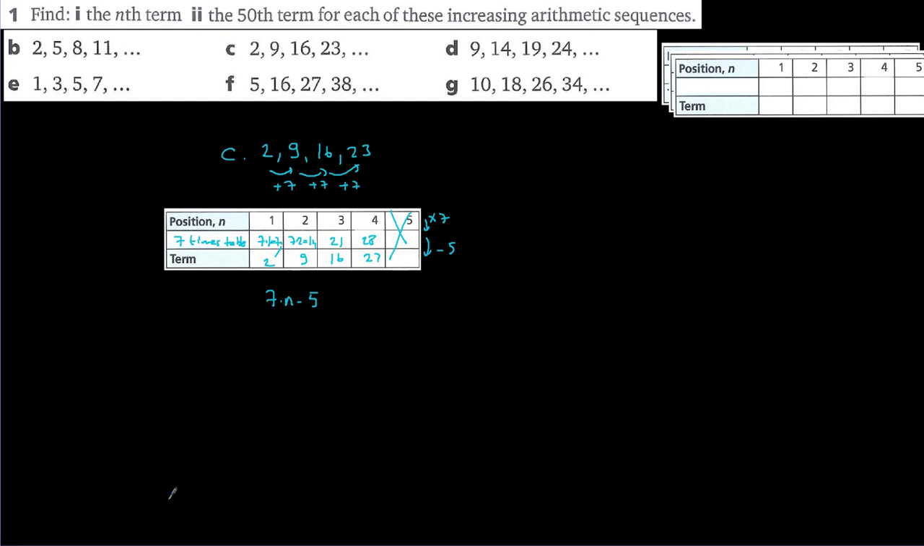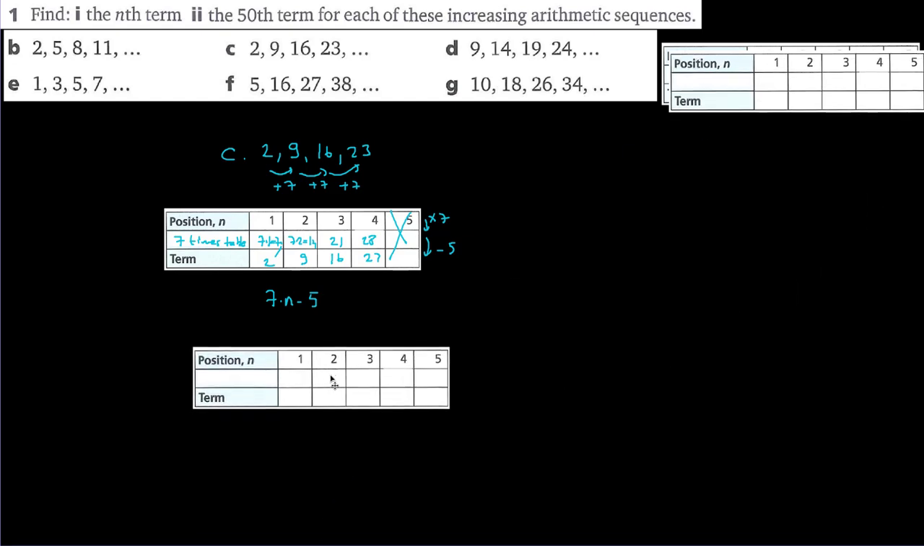Okay, let's do one more question, for a different exercise. Let's choose D. The terms are 9, 14, 19, and 24. From 9 to 14, the common difference is 5. So I'm going to make the 5 times table. 5 times 1 is equal to 5, so the first term is 5.